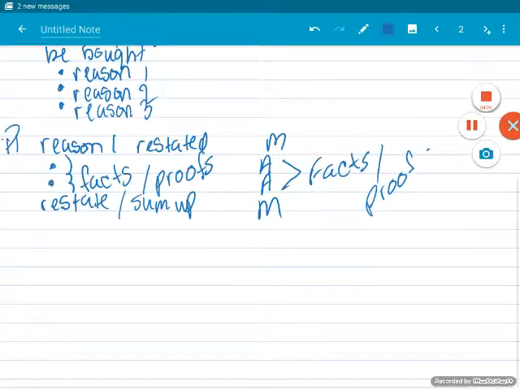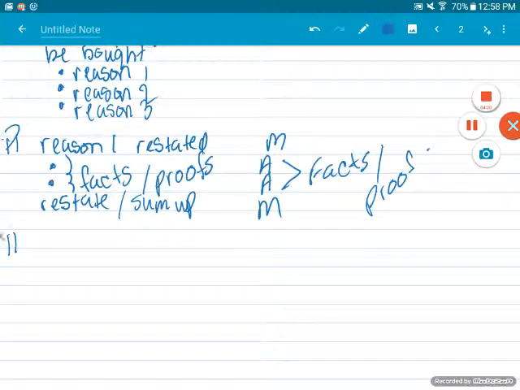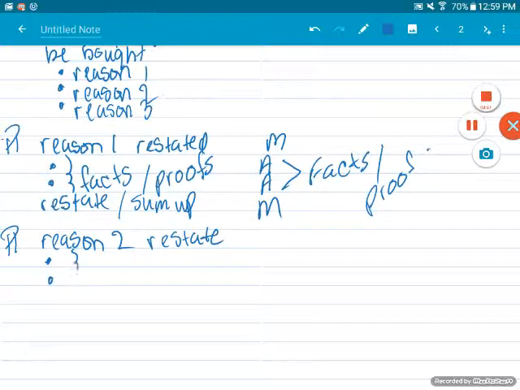Then, guys, we're doing it again. New paragraph. Oh, look, reason 2, restated. Careful, please. Now we want at least 2 facts or proofs.